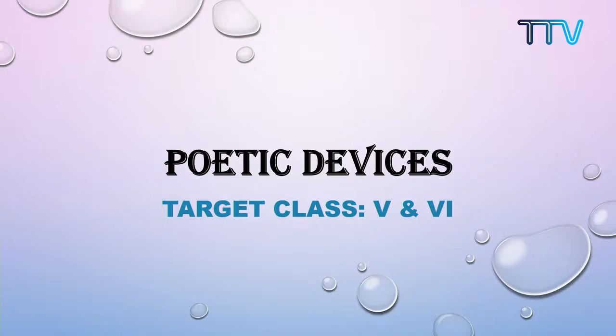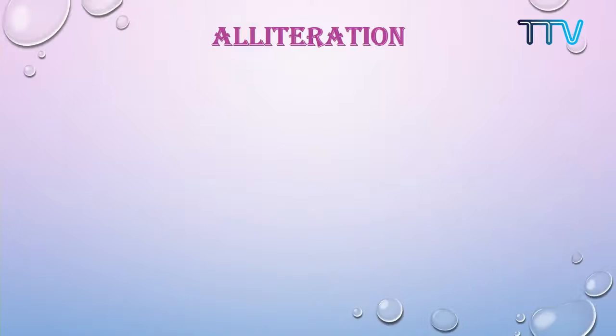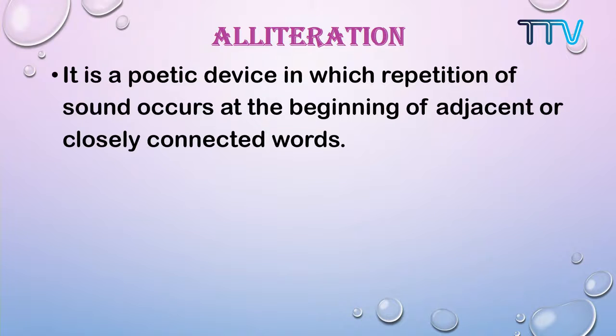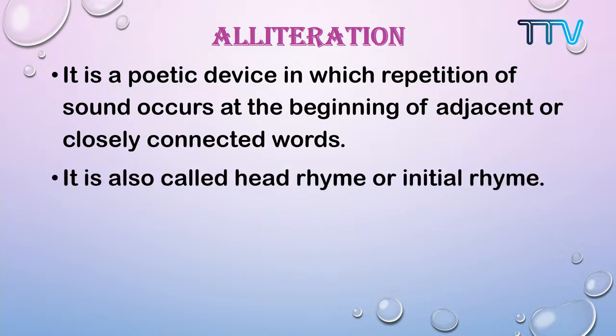So, the poetic device that we are going to discuss now is alliteration. It is a poetic device in which repetition of sound occurs at the beginning of adjacent or closely connected words. What you need to remember is that there's a repetition of sound at the beginning of consecutive words, or closely connected words. If there are one or two words in between, it's fine, as long as they are very closely connected, neighboring words. It is also called head rhyme or initial rhyme, like you have end rhyme. This one is head rhyme because you have the repetition of sound at the beginning.